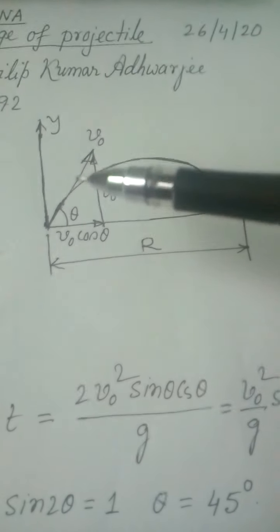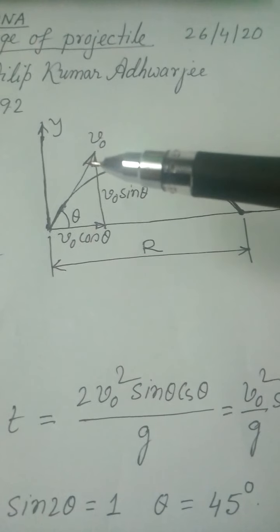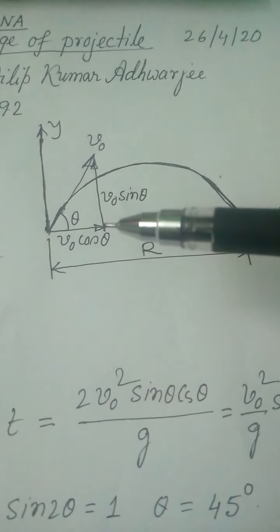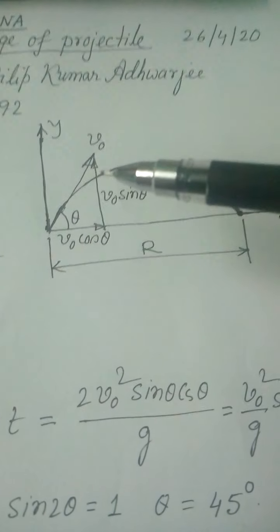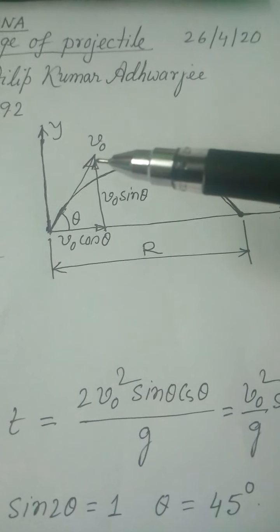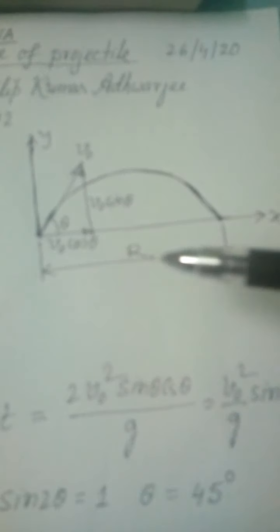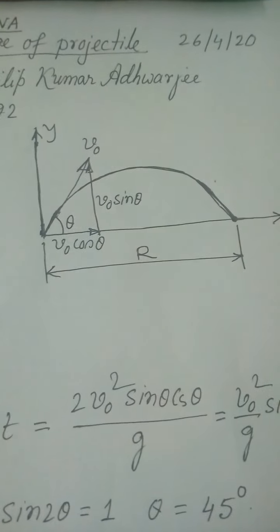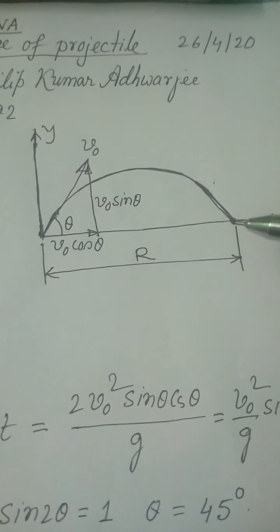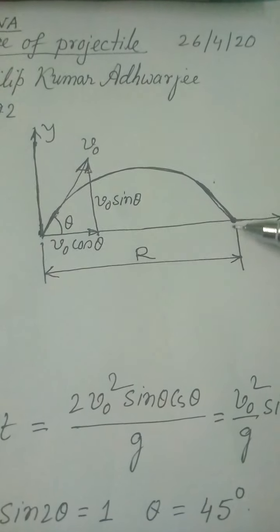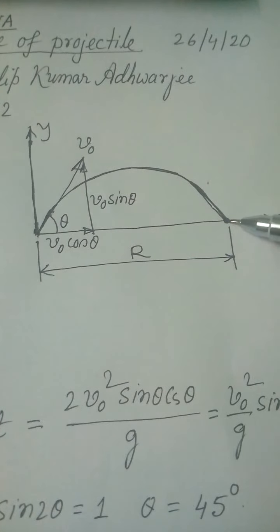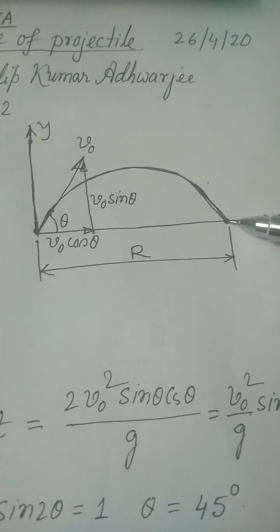Now this is the initial velocity at time t equal to 0, and this velocity has two components: the horizontal component v naught cos theta and the vertical component v naught sin theta. Now I have to reach here, and this is the range. When this is theta, this is the range. Now we have to find out the maximum range. Here at this point the vertical distance is 0 and the horizontal distance is r.